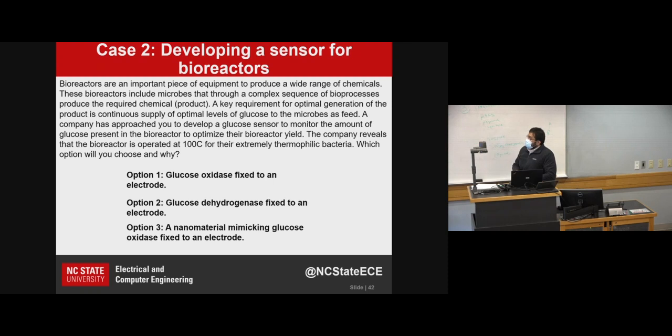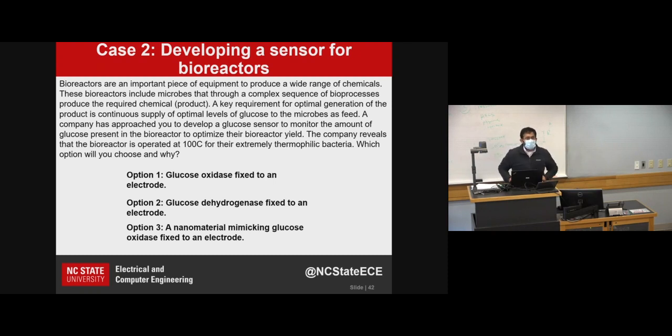We have this special bacteria, a thermophilic bacteria which grows at high temperatures, and we want you to develop a sensor because there is nothing available in the market. So again, you have these three options, and you can select which option would be the best route to make them. Sounds good? Again, work in teams, work independently, it doesn't matter to me.